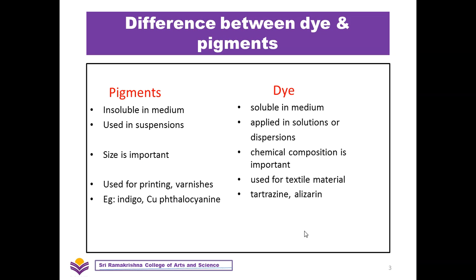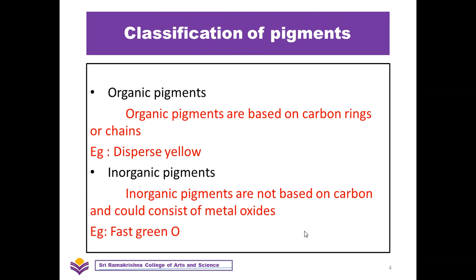Then what is the difference between a dye and a pigment? A dye is soluble in a medium, but a pigment is insoluble in the medium. Pigments are used in suspensions, and dyes are applied in solution or dispersions. In pigments, size is important, and in dyes, chemical composition is important. Pigments are used for printing and varnishes, and dyes are used for textile material. An example of a pigment is indigo, copper phthalocyanine. An example of a dye is tartrazine and alizarin.